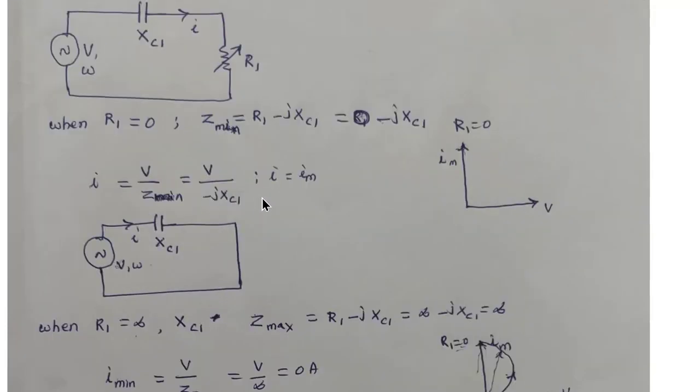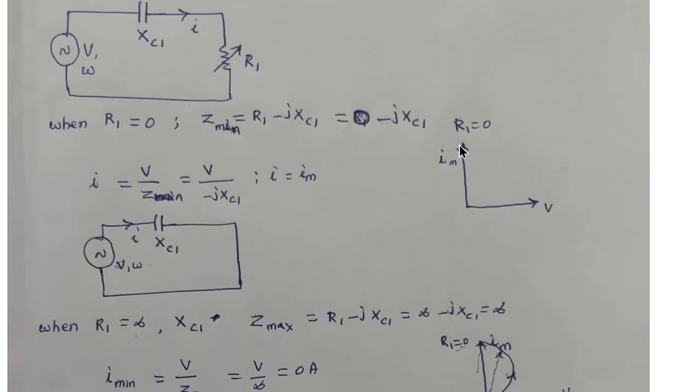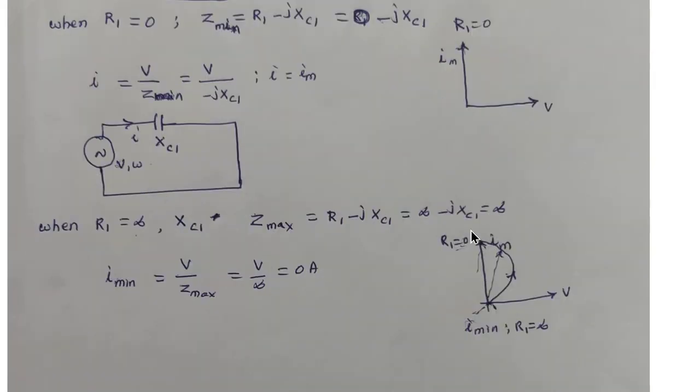And let us take another extreme condition of the variable resistor, R1 equal to infinity. In that case, the impedance Z becomes Z max, equal to R1 minus jXC1. R1 is infinity, minus jXC1, means infinity. So the current is I minimum, equal to V by Z max, that is V by infinity, that is 0 amperes. So having known this maximum current position, we can say this is the minimum position, and we can draw the same diagram here. This position is R1 equal to 0, that is maximum current, whereas here R1 equal to infinity is the minimum current position.